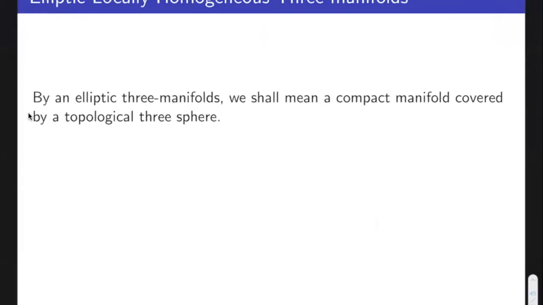Okay, for the last 10 minutes or so, I'd like to say a few words about our results on elliptic locally homogeneous three-manifolds. So what do we mean by elliptic three-manifolds? We just mean a compact manifold covered by a topological three-sphere.